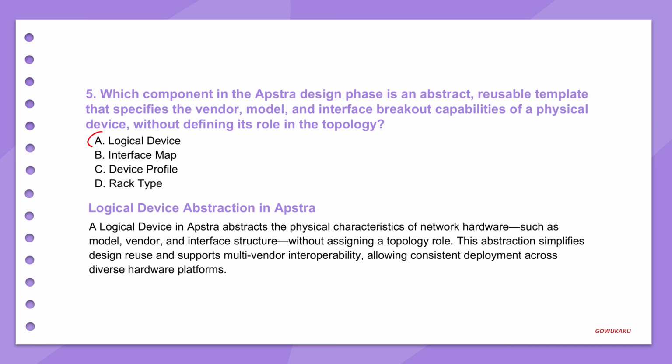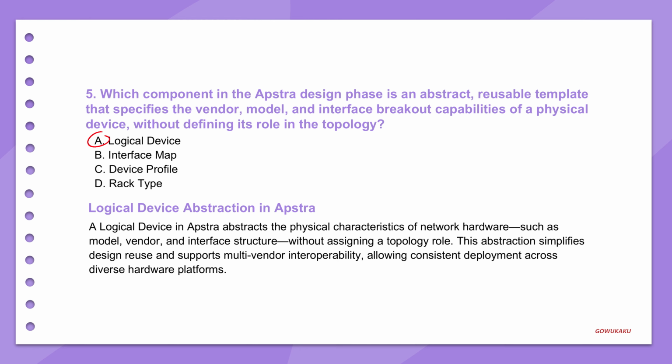Correct. That's the key point. The logical device is purely about the physical characteristics. It's reusable. It separates the hardware identity from its role in the network topology. Why is that separation useful? Agility. And avoiding vendor lock-in. You can design your network architecture based on roles and capabilities, and then plug in any physical device that matches the required logical device template. Makes hardware swaps or adding new gear much simpler.